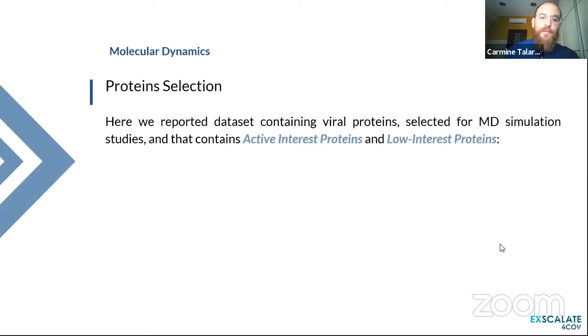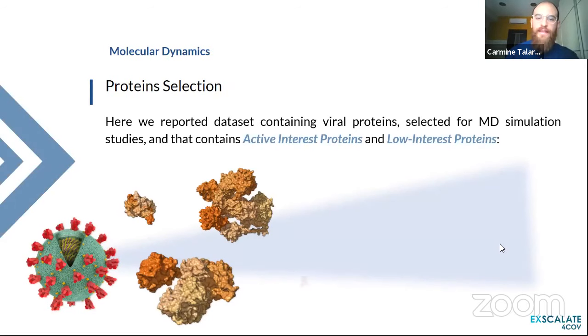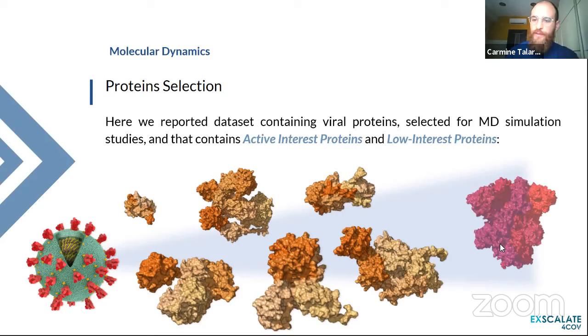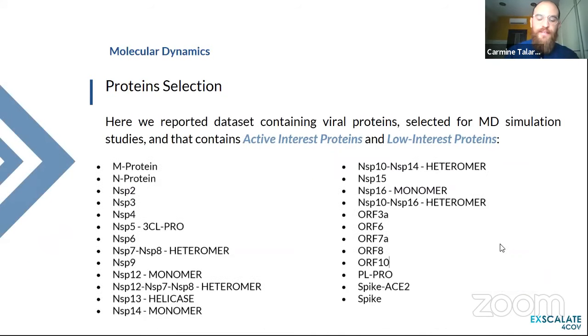So here we reported the data set containing viral proteins selected for the MD simulation studies, and that contains the so-called active interest proteins and low interest proteins. In particular, this is the list of the proteins we are simulating. And as you can see here, we are focusing our attention also on heteromeric forms of these proteins.